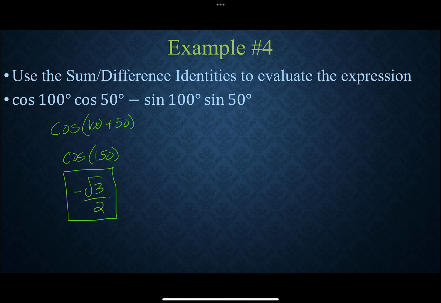So with each of this style, the idea is you're going to be able to get it down to an angle that's on the unit circle. So it's an exact value that we can evaluate, meaning we can do this kind of question without a calculator and tell you exactly what this answer is. It didn't matter that individually the angles were not on the unit circle. They combined to be 150, which is on the unit circle.